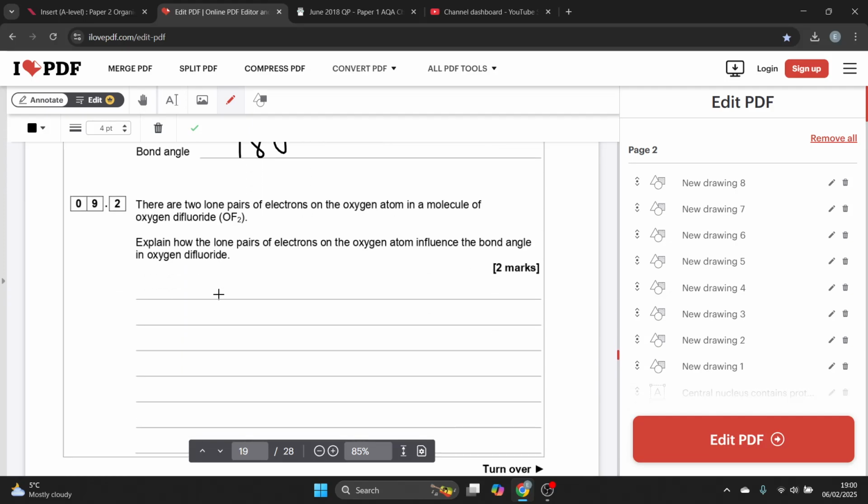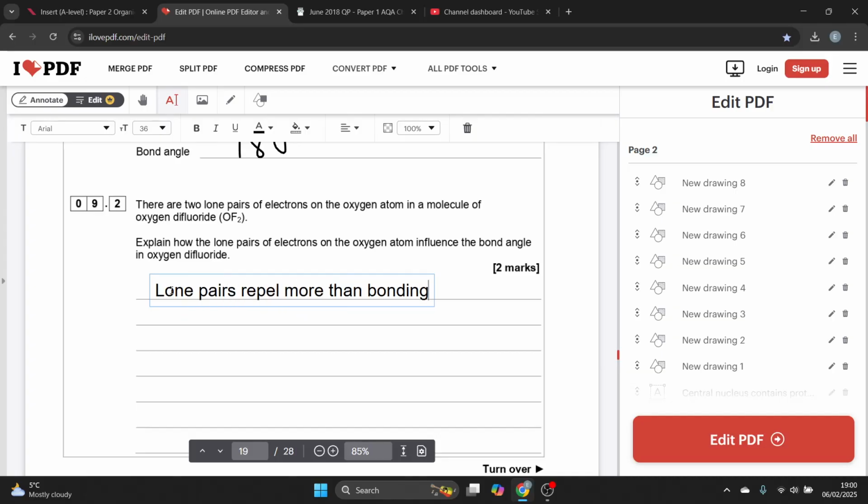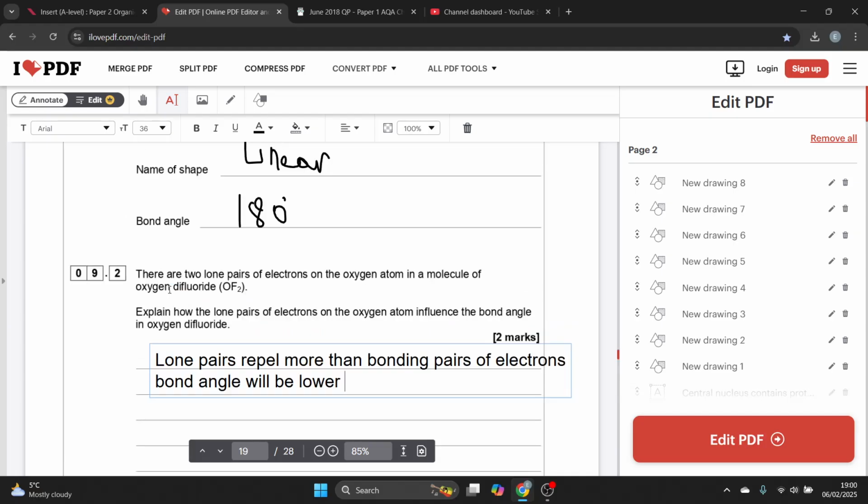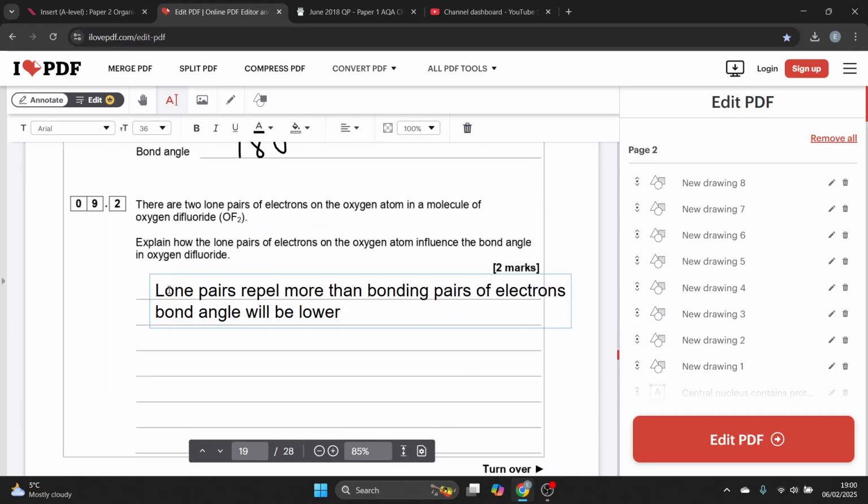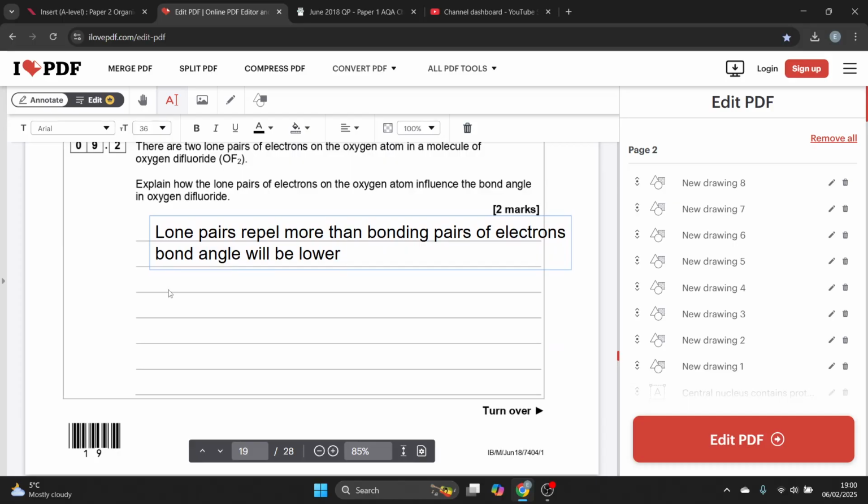Explain how the lone pairs on the oxygen atom influence the bond angle of oxygen difluoride. Lone pairs repel more than bonding pairs of electrons, so the bond angle will be lower in oxygen difluoride.